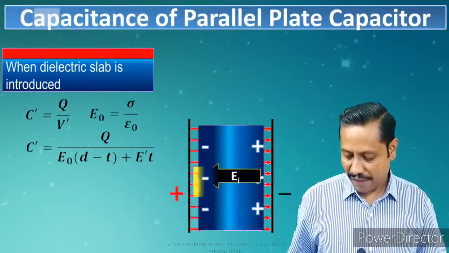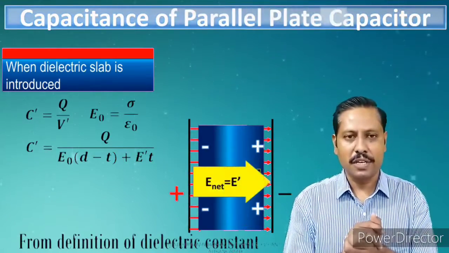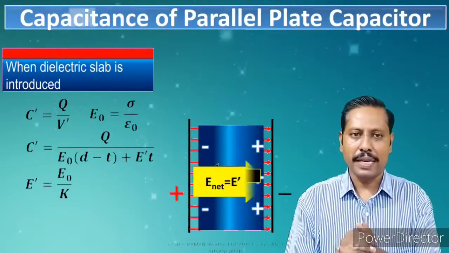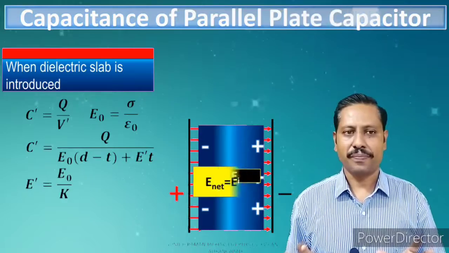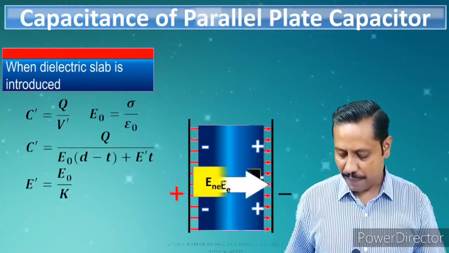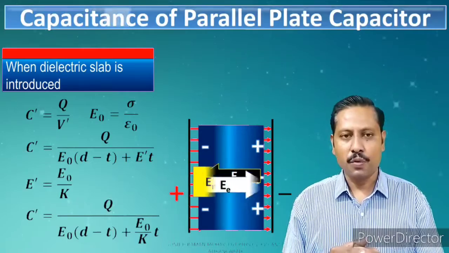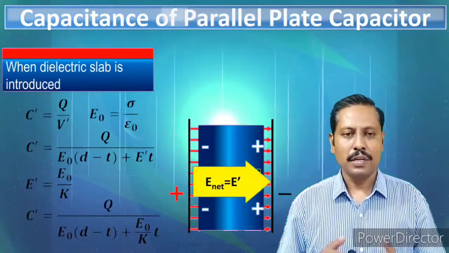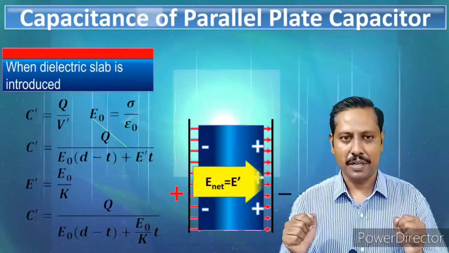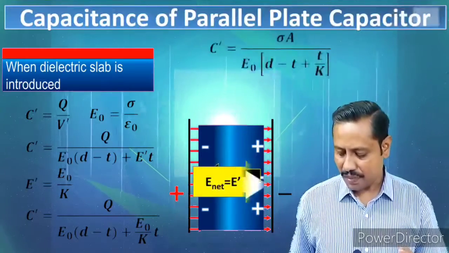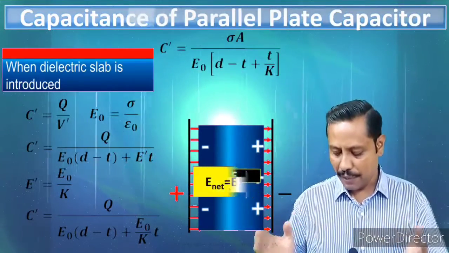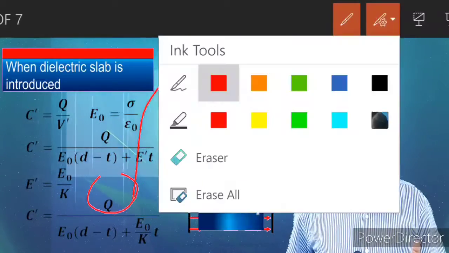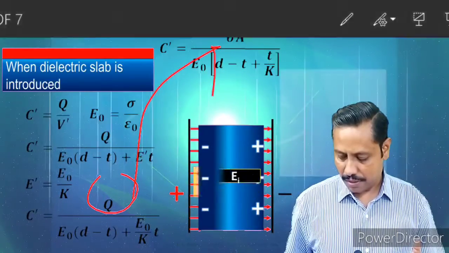Now further, if I use the concept of the dielectric constant, we can write E dash is equal to E0 upon K, where K is the dielectric constant. So by using this information, if I replace the values here, I can write C dash equal to Q upon E0 into d minus t plus E0 upon K into t. I have simply replaced E dash here. Now take that E0 common. What will happen? C dash will be equal to sigma into A, since I am replacing Q in terms of sigma into A.